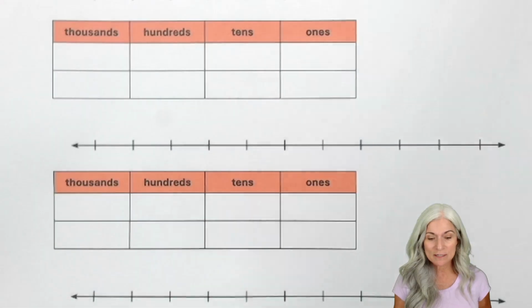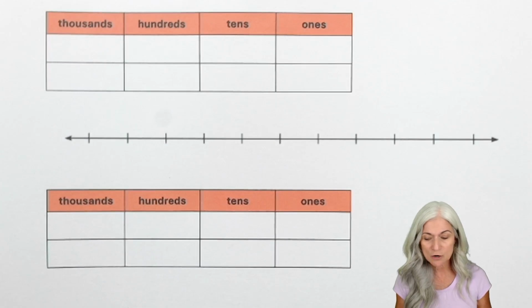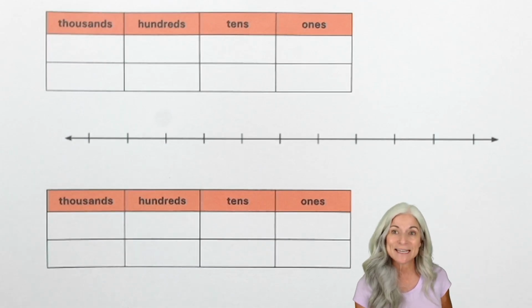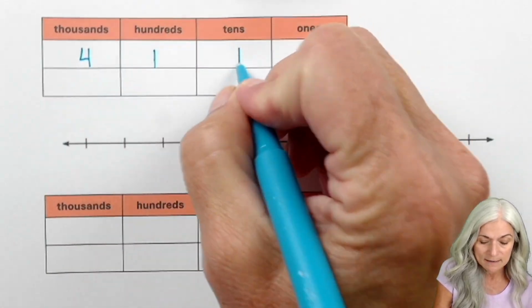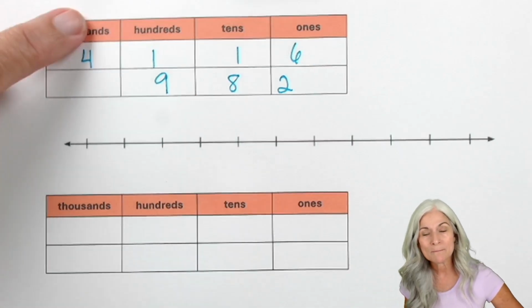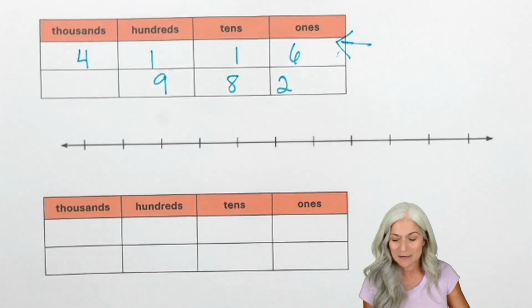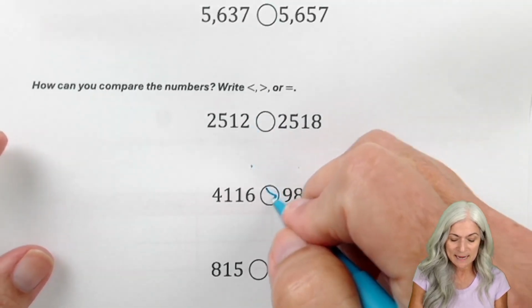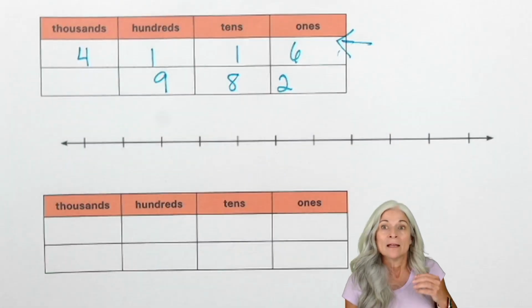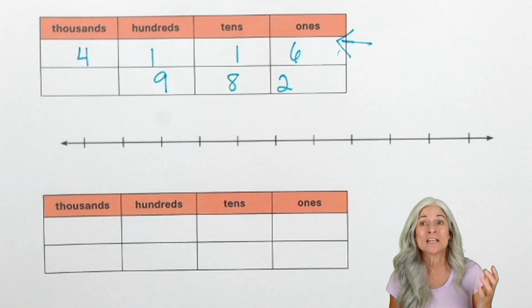If you have some students that are struggling, I have made some place value charts where they can put both of the numbers in there. Like this 4,116, let's look at that one. They can put both of the numbers in there, 982. I think it just helps a little bit if the students are struggling with comparing those place values. Obviously, this one is our larger number, so we would know that the alligator opens to the larger number. But I would also encourage them to show it on a number line.